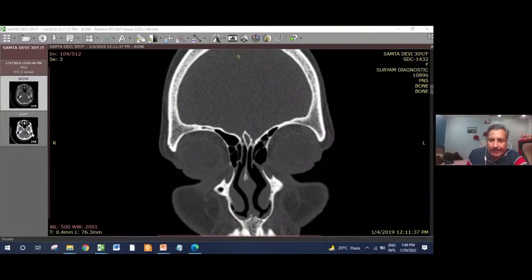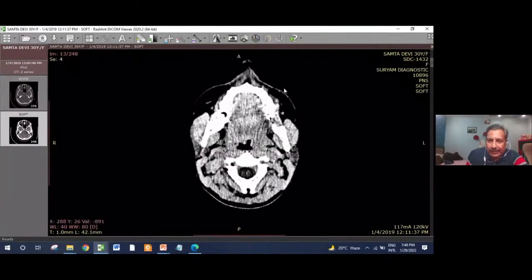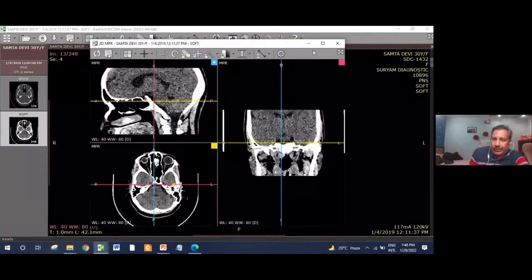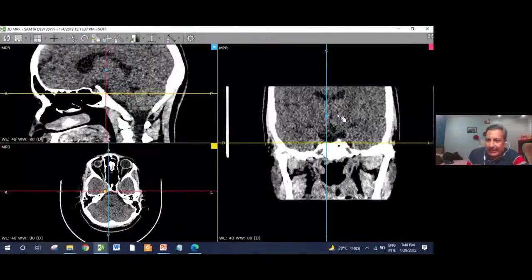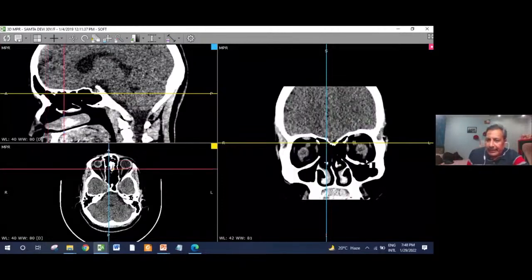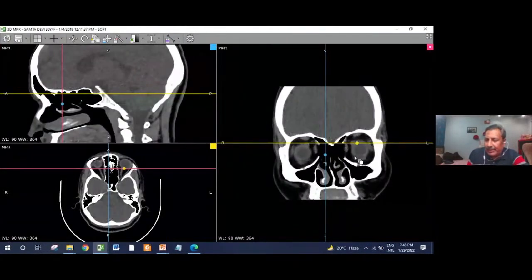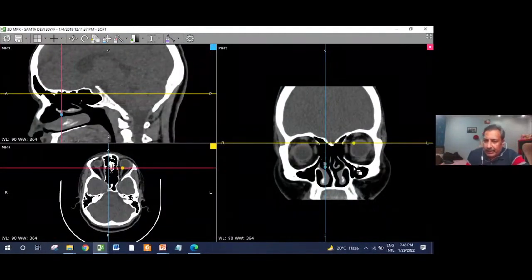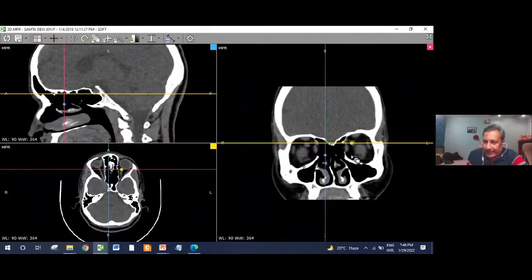Now, let me bring the soft tissue, to identify the level of the anterior ethmoidal artery. Let me show you. This is the soft tissue window. Now I am reconstructing, for the reason I'll tell you. See, this is the orbit. And you can change the window setting by your software. I've changed the window setting again a little bit.